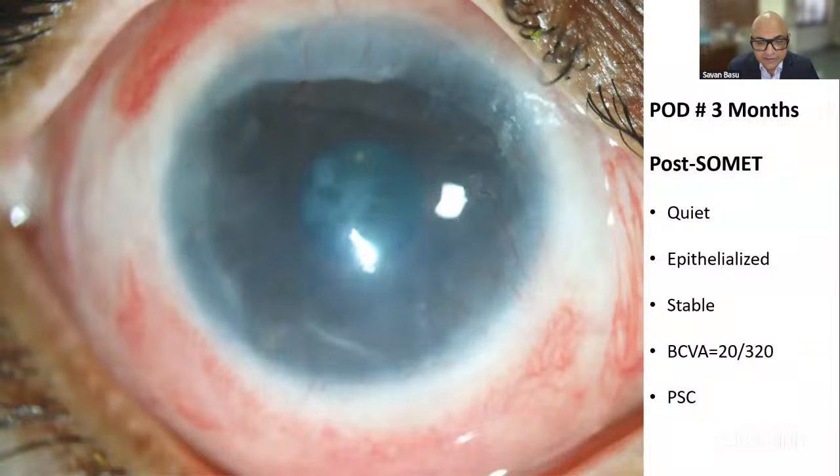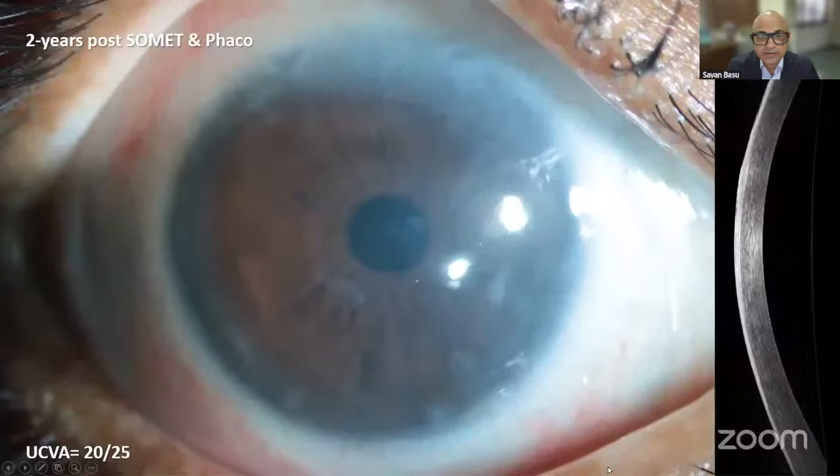You can see the blood vessels reaching each of the SOMET transplants and the surface being completely epithelialized. The patient also had a posterior subcapsular cataract, with vision not improving beyond 20/30. We did the cataract surgery. At the final follow-up visit, you can see that the patient has an uncorrected vision of 20/25. The surface is very well maintained.